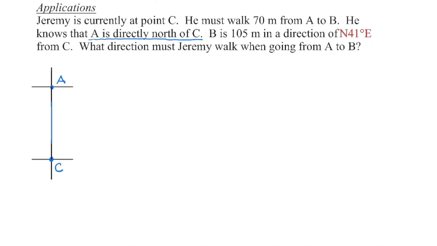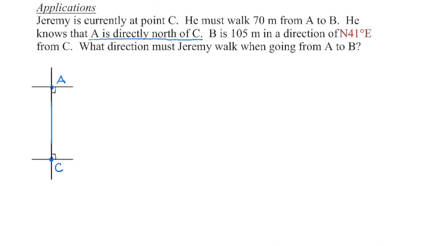So I'm going to move down here and put C down here so that I can put A directly north of it. And if it's directly north, we know that this is going to be a right angle, and we also know all of those are going to be right angles there.